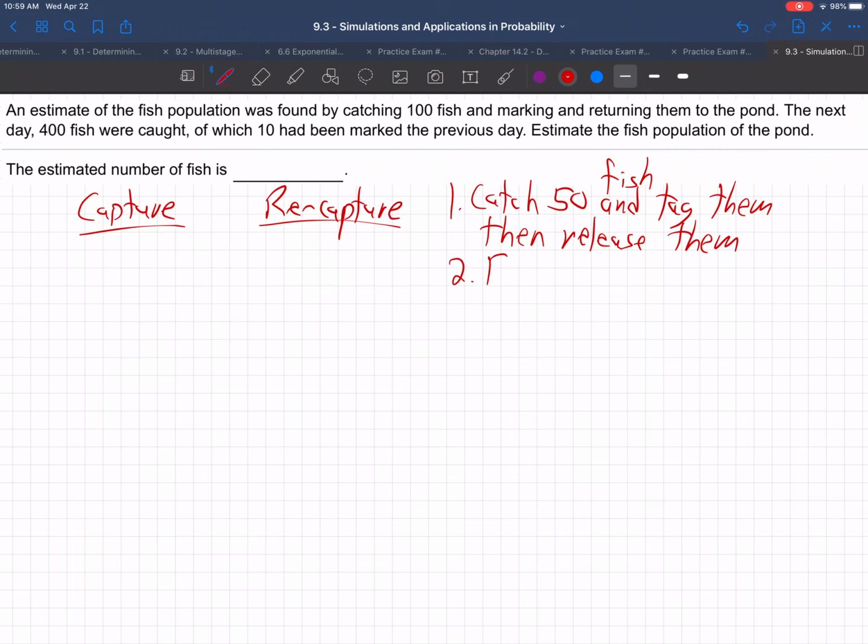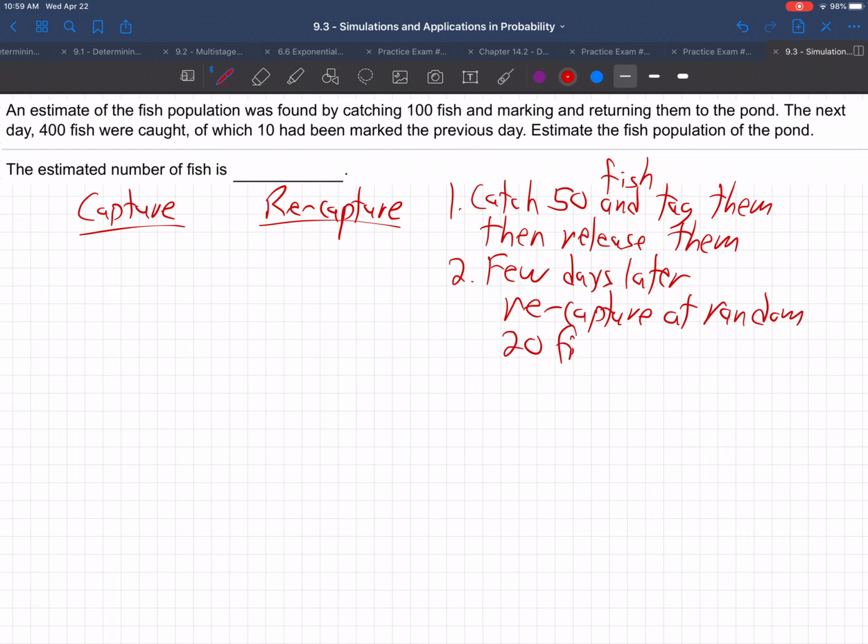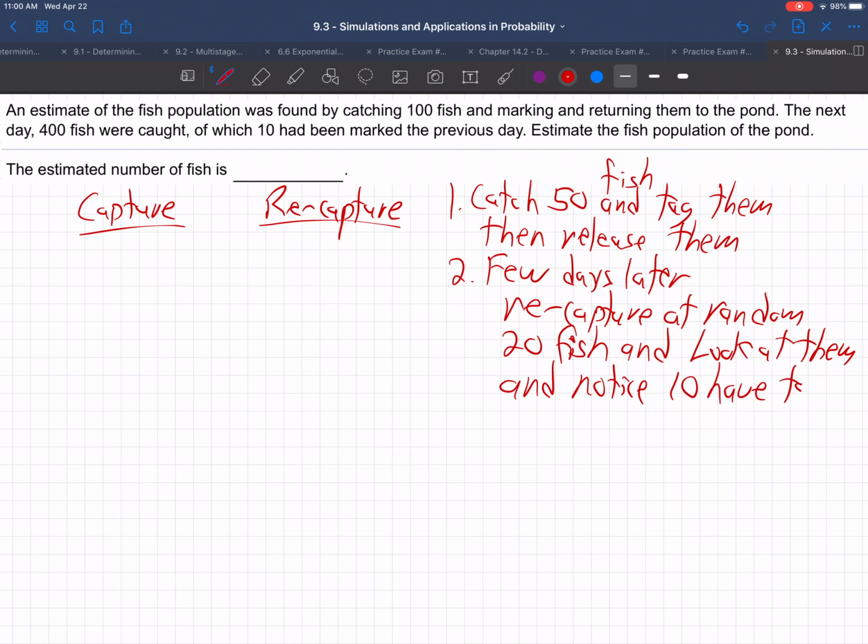Step two, a few days later, giving them a chance to all mix around, recapture at random with a big old net. You just throw down a net, recapture at random. Let's say 20 fish, and you look at them and notice 10 have tags. 10 are the ones that you tagged on the previous day. You recognize they've already got the tags from the previous day.